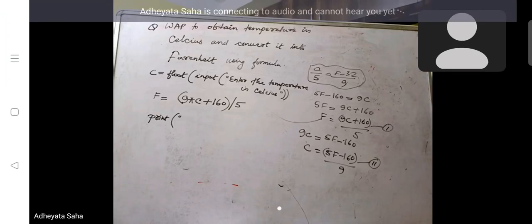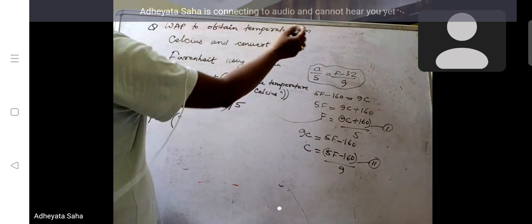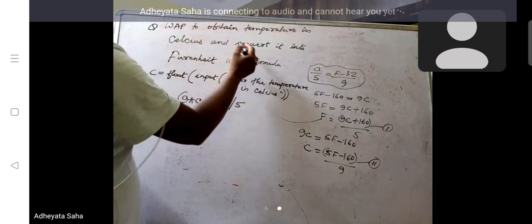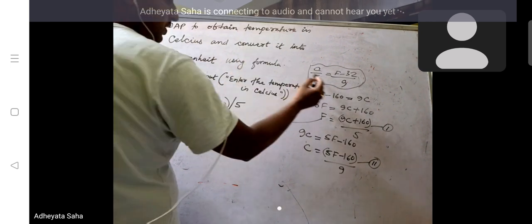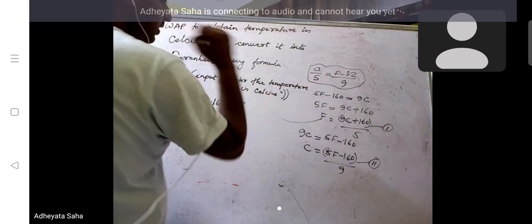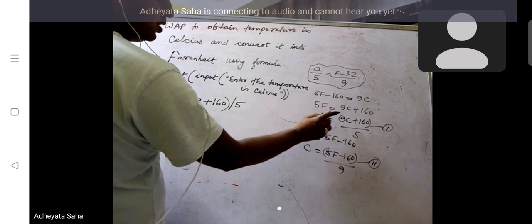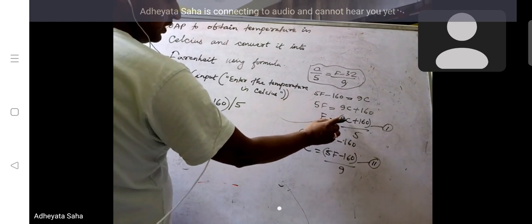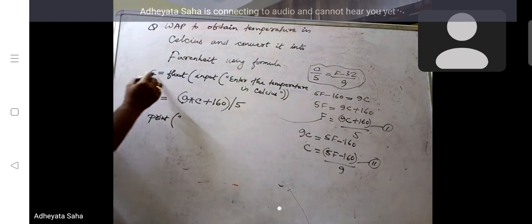Write a program to obtain temperature in Celsius and convert it into Fahrenheit using the formula. As derived from this, we know the relation between Celsius and Fahrenheit. From this, we have derived the formula F equals 9 into centigrade value plus 160, whole divided by 5. So now we have entered the value from the keyboard.